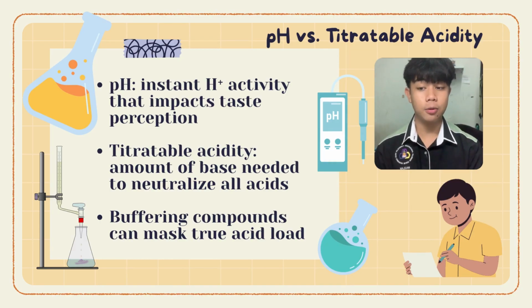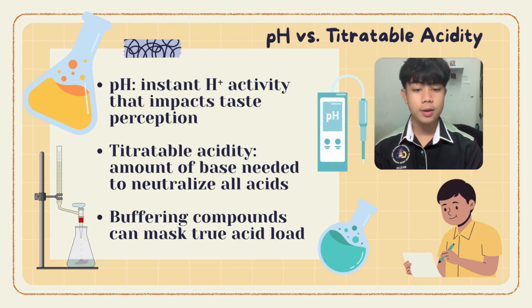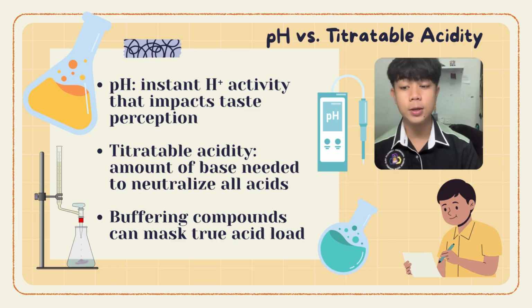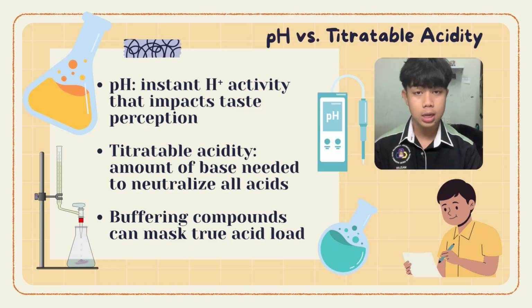We will multiply the molarity of our sodium hydroxide by the volume used to get millimoles of H+. That value combined with the acid molar mass and the sample's weight or volume converts into a clear percent weight over volume. Triplicate titration ensures our results are statistically sound. And more information on this, buffering compounds can mask true acid load. This means that we may not be able to know the true acid load unless we remove the buffering compound.